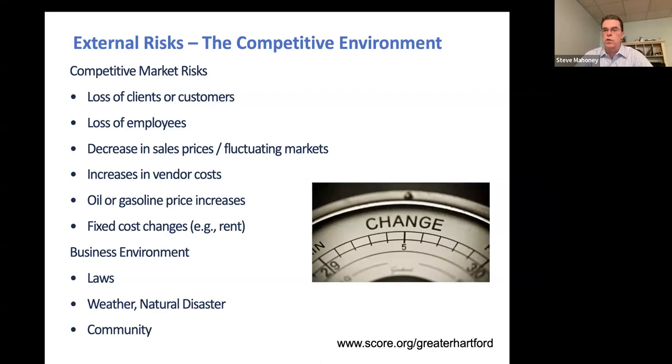So how to handle those vendor costs? Can you push some of that into your pricing? Can you cut other costs? Can you find different vendors? Those are some mitigating actions to help offset that. Oil and gas prices, same kind of thing.